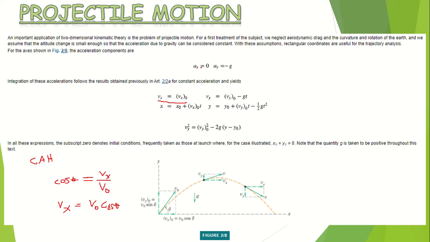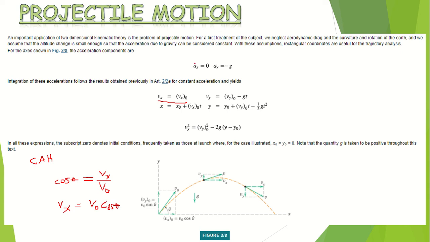Then from here, if you take the derivative of this one, it is a constant, so the derivative of a constant is equal to 0. That's why the horizontal component of acceleration is equal to 0. For the vertical component, we have this equation. We have this as a constant, so the derivative of a constant is 0, and taking the derivative of this with respect to time, you have negative g. That's the acceleration.